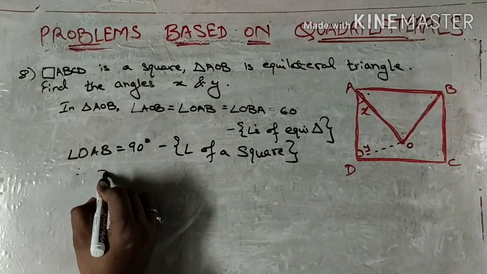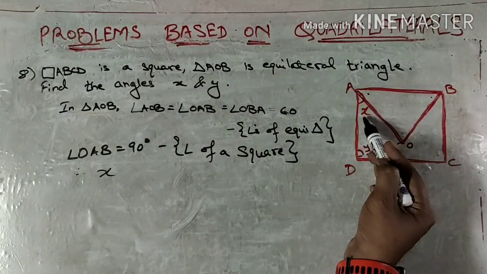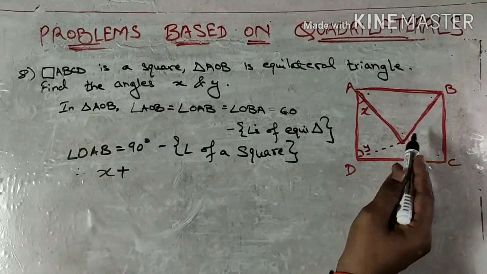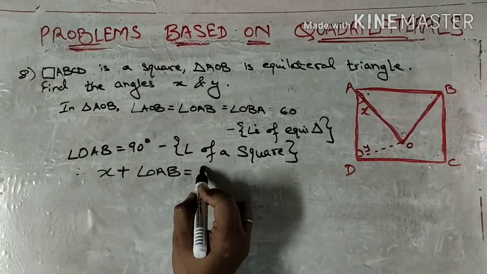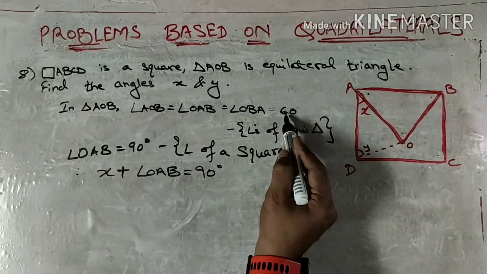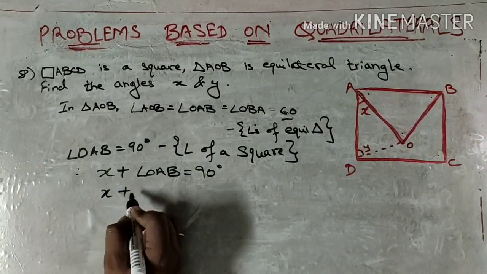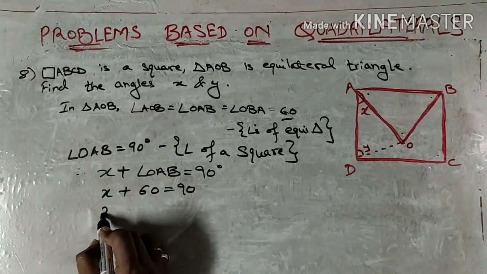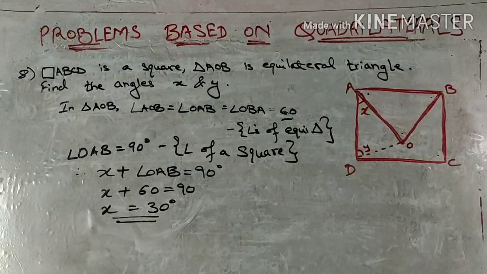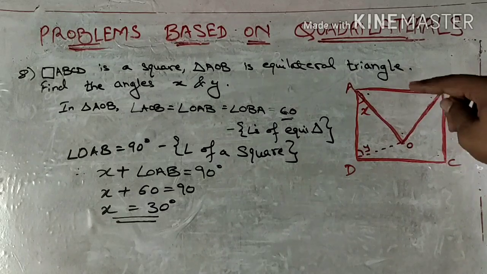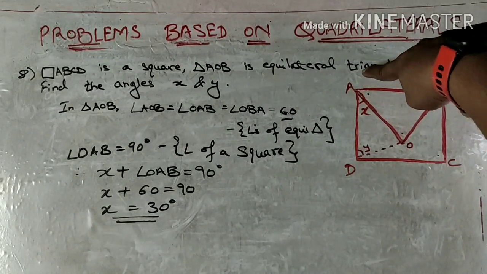So angle DAB, the total angle, is nothing but x plus OAB, which is 90 degrees. And what is OAB? OAB is 60 degrees. Therefore x plus 60 is equal to 90. x is equal to 90 minus 60, that is 30 degrees. We have found out the value of x. Now let's move on to y. Now since you know that AO is equal to AB is equal to OB, why?